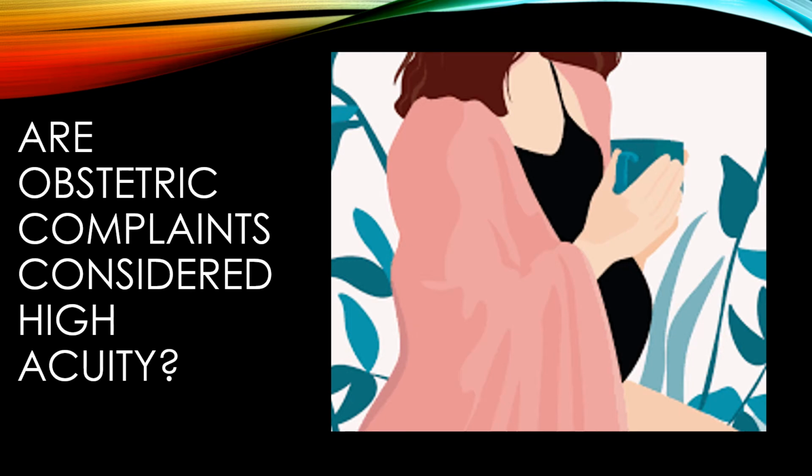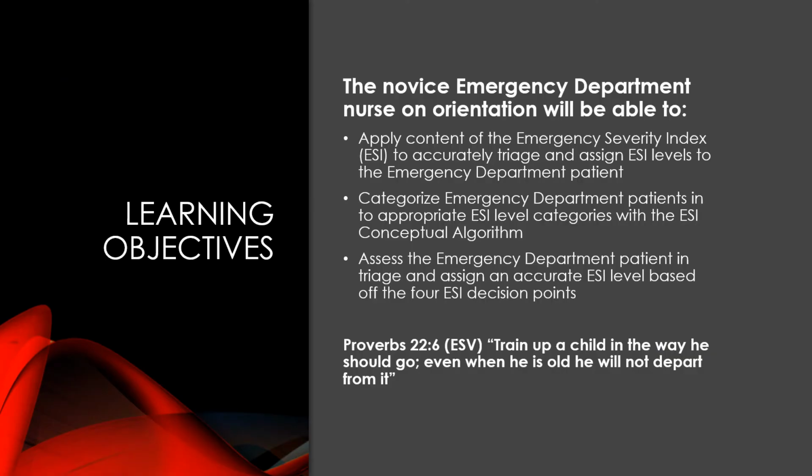The ESI level system is vital to efficient and quick patient care, especially for patients like this who we normally would not consider high acuity. At the end of this lesson today, the novice emergency department nurse on orientation will be able to apply content to the Emergency Severity Index, or ESI, to accurately triage and assign ESI levels to the emergency department patient. They will be able to categorize emergency department patients in the appropriate ESI level categories with the ESI conceptual algorithm, assess the emergency department patient in triage, and assign an accurate ESI level based on the 4 ESI decision points.